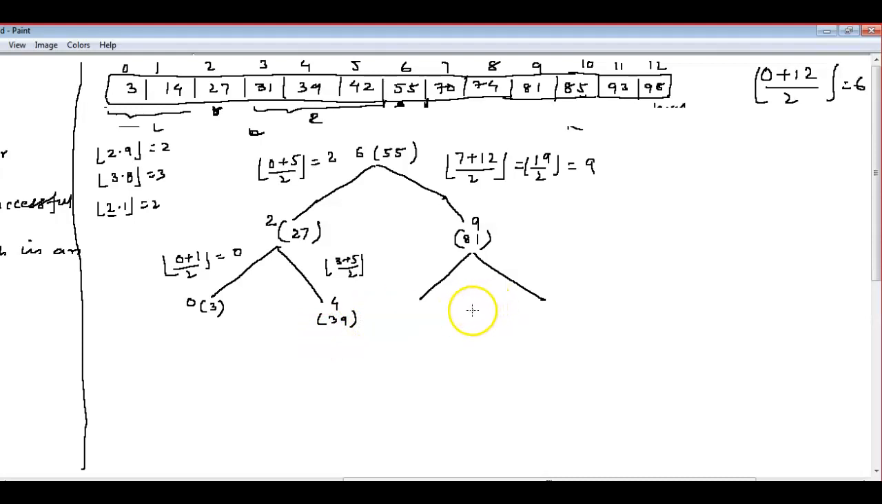Okay, next tell me this one. Here 81 is divided into 2 parts, these 2 on the left hand side, and these 2 on the right hand side. So 15 by 2 is 7.5, which is 7, and what is the value of 7? 70, right? And this side is 10 plus 12. How much? 22 by 2, 11. So what is the value of 11? 93. Getting here? So again I will delete it here.